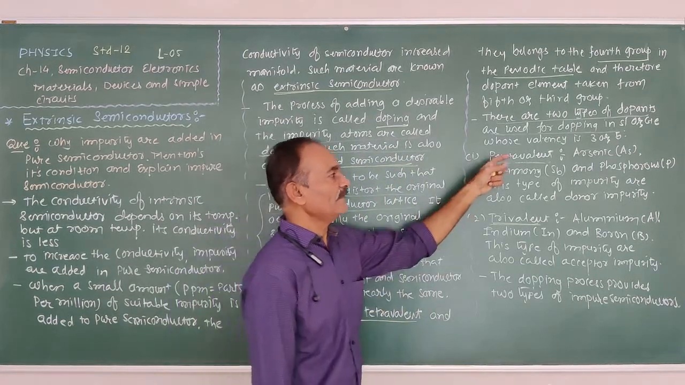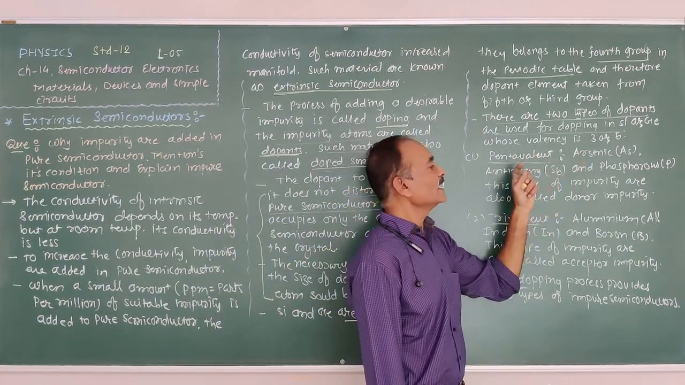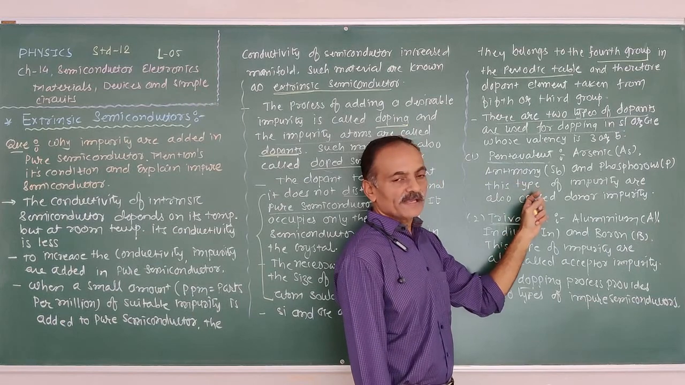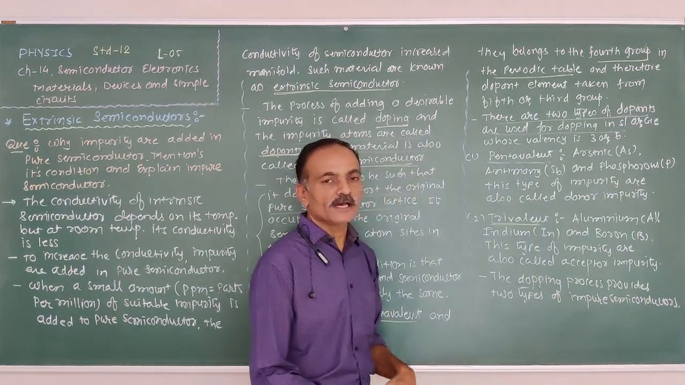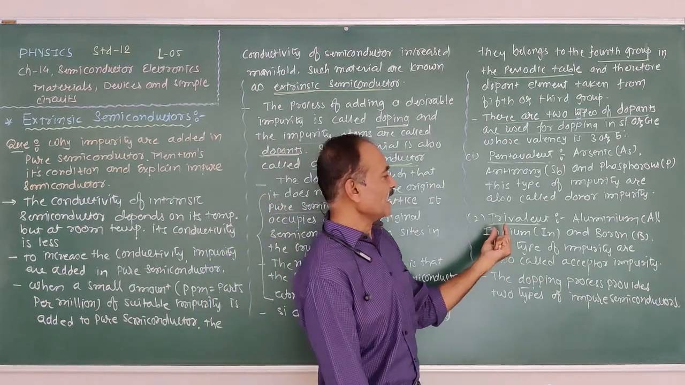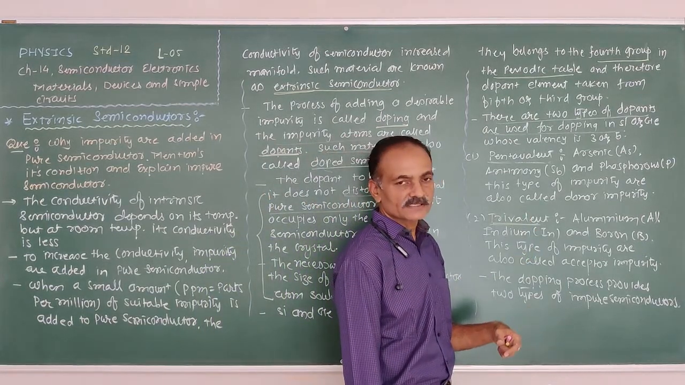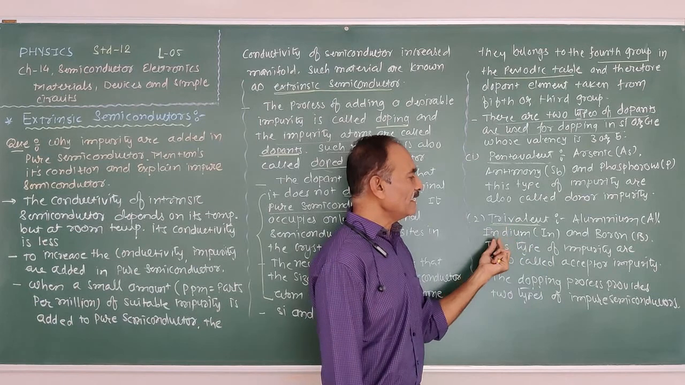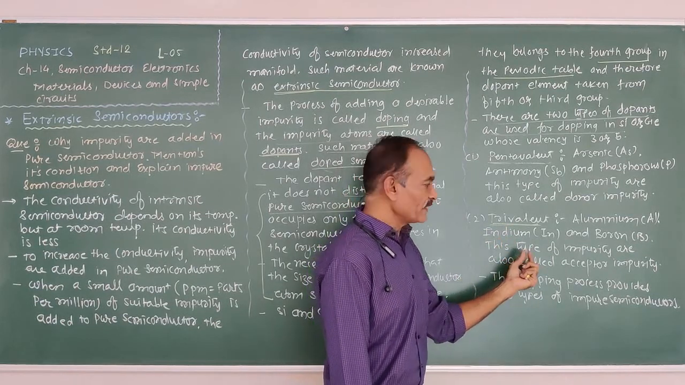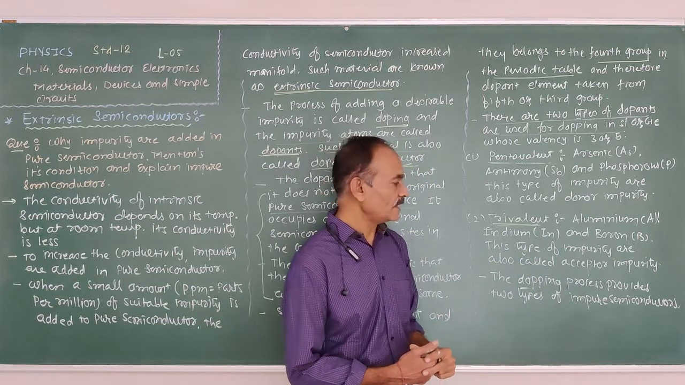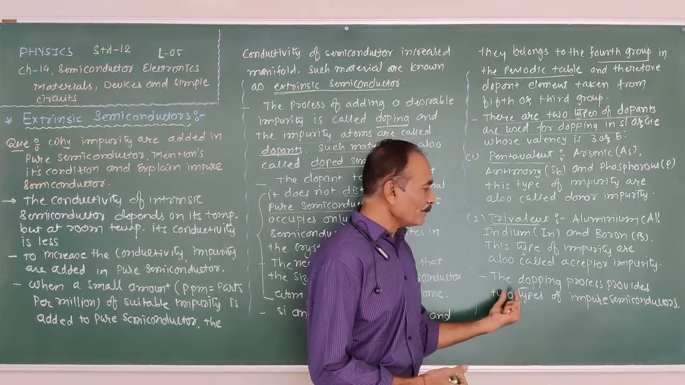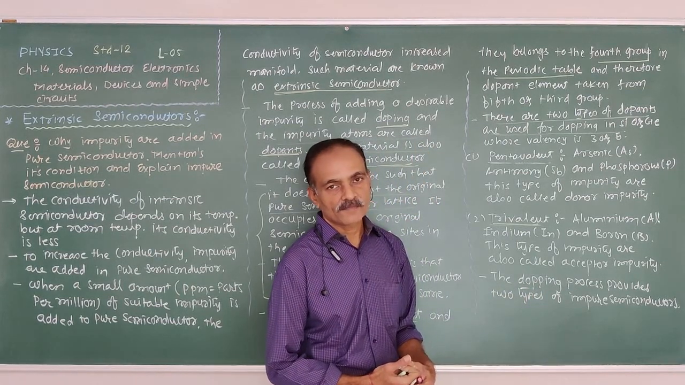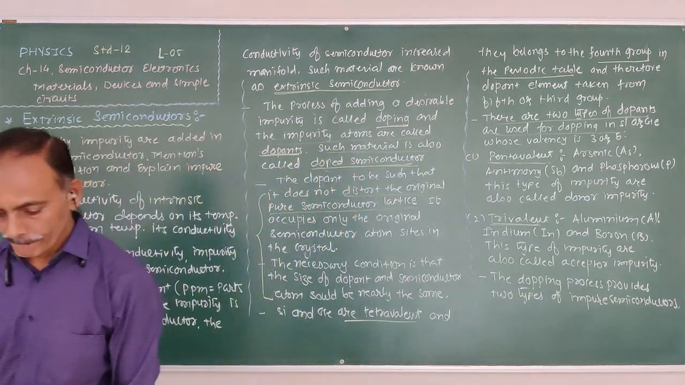First is the pentavalent impurity atoms. Arsenic, antimony, and phosphorus are the pentavalent impurities. This type of impurity is also known as the donor impurities. Next, the second type is trivalent impurities. Aluminium, indium, and boron are the trivalent impurities. This type of impurity is also known as the acceptor impurities. The doping process provides two types of semiconductor, N-type and P-type. Clear this?